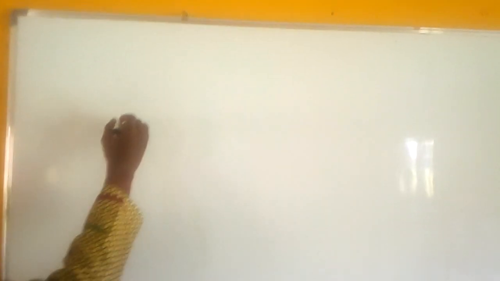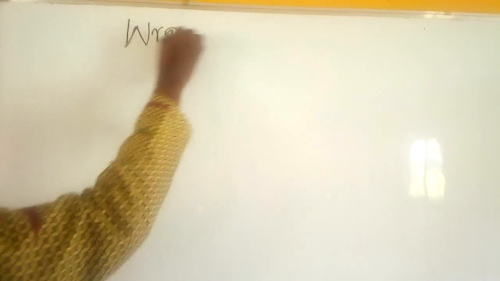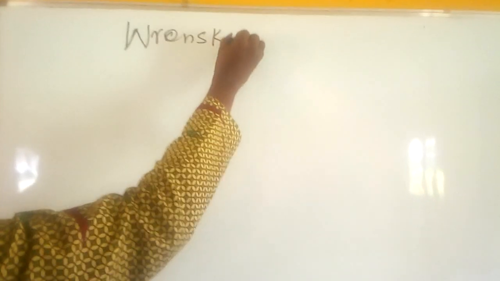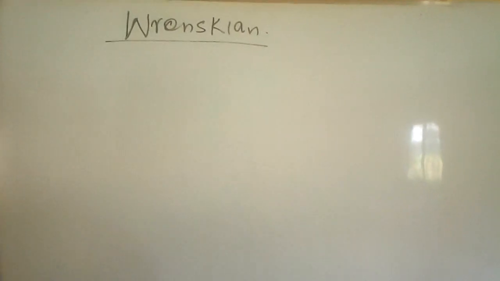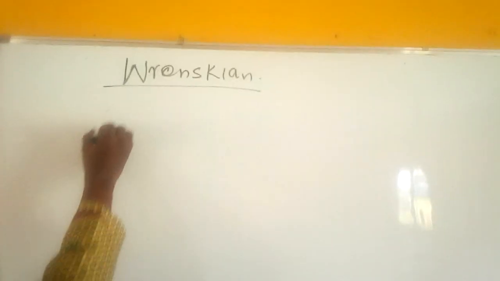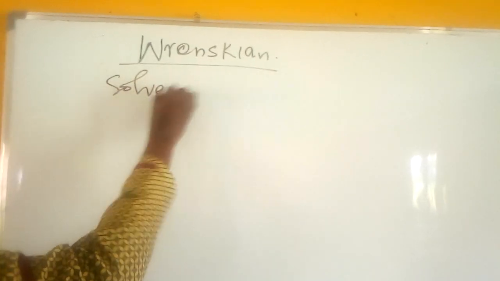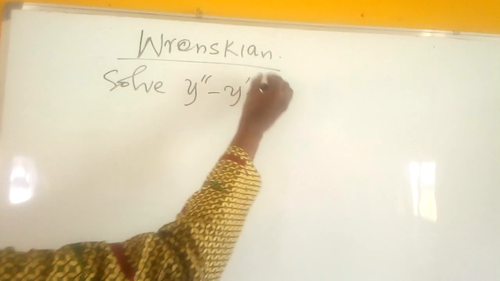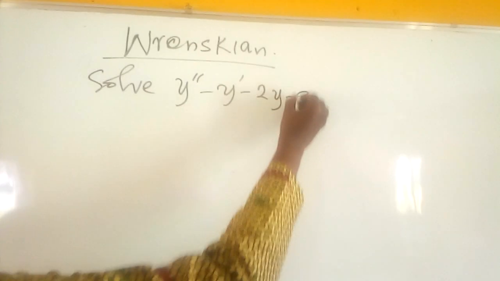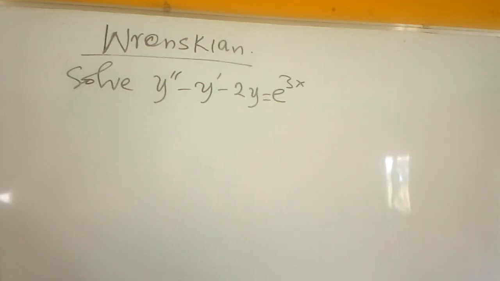Continuing with ordinary differential equations, looking at the application of the Wronskian. The Wronskian is also termed the variation of parameter method. So if you are expected to solve a second order differential equation, y'' - y' - 2y = e^(3x), for example.